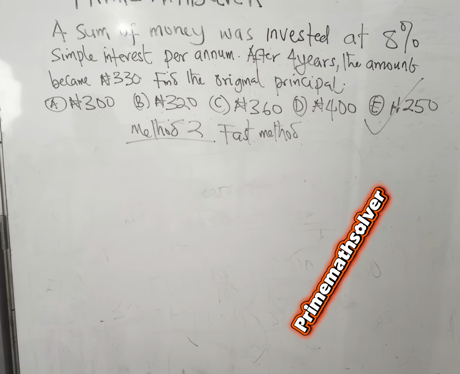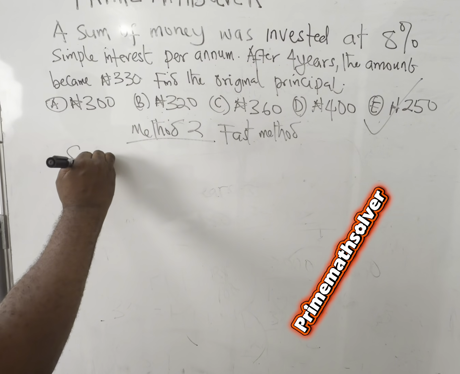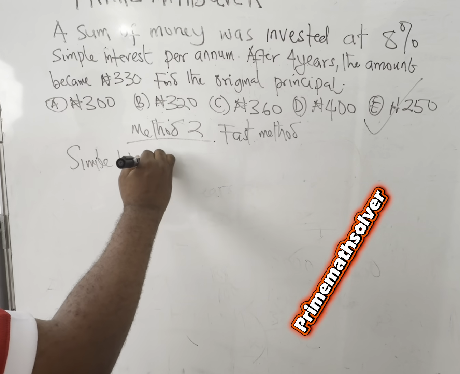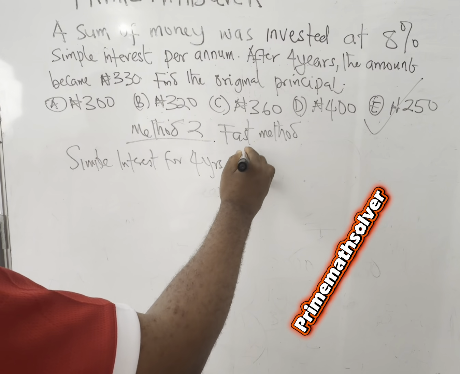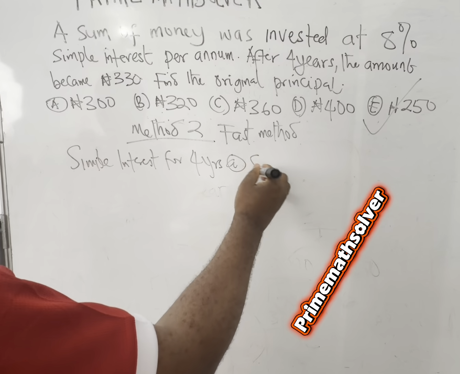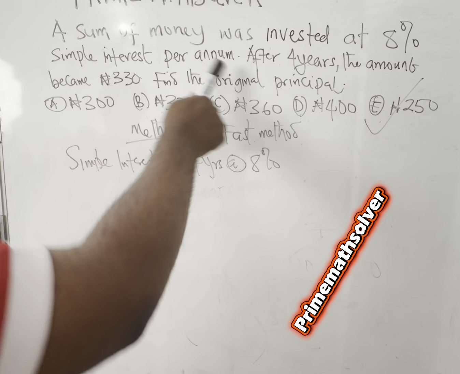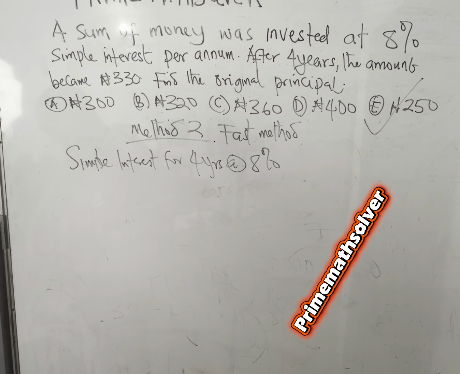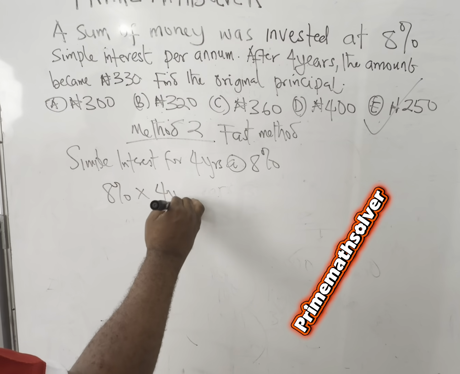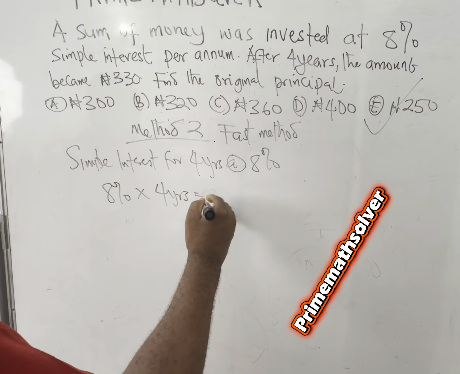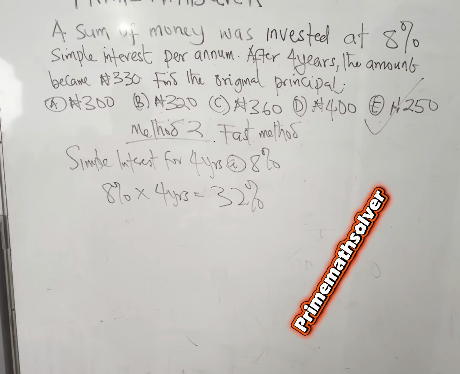Now, what will I do? I would say that simple interest for 4 years at 8% is what? 8% multiplied by 4 years will give you 32%. That means every year 8%, every year 8%, every year 8%. So in 4 years, it's going to be 32%.